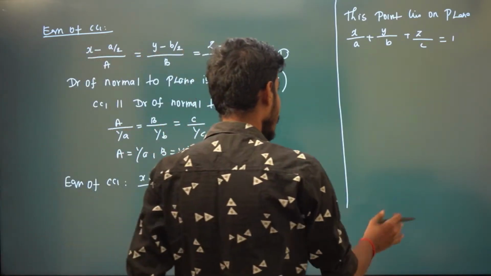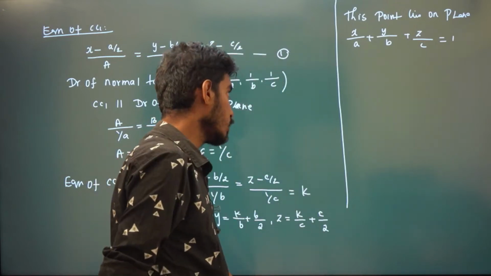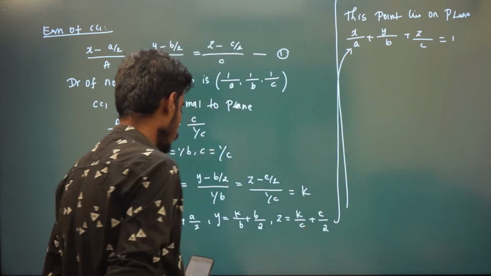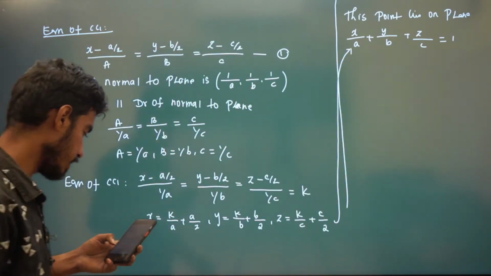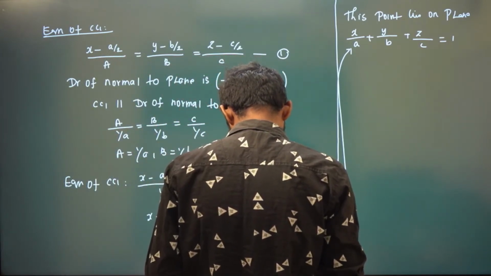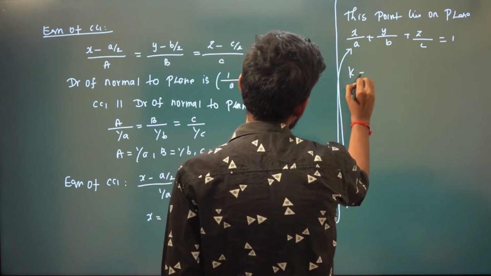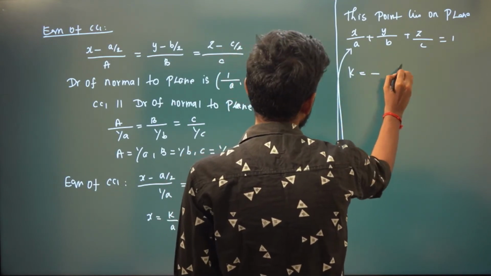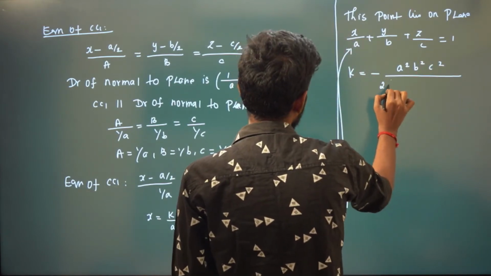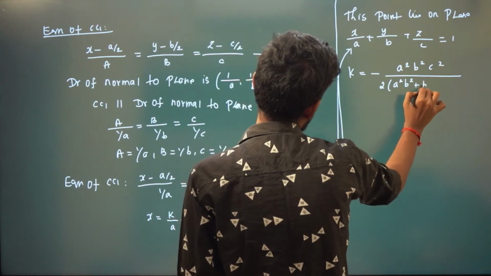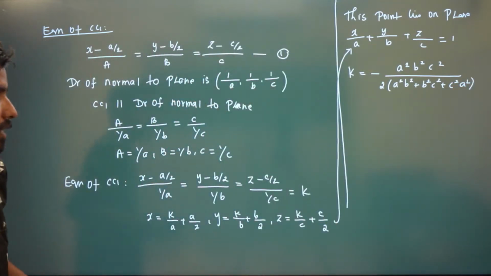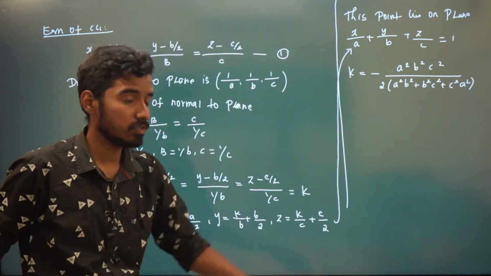Substitute this x, y, z there and find the value of k. I'm not going to do that. So substitute this coordinate, x is equal to k plus a by 2. You will get k to be equal to minus a square b square c square divided by 2 times a square b square plus b square c square plus c square a square. This is what you will get for k. So you just substitute the x, y, z value there and solve for k.